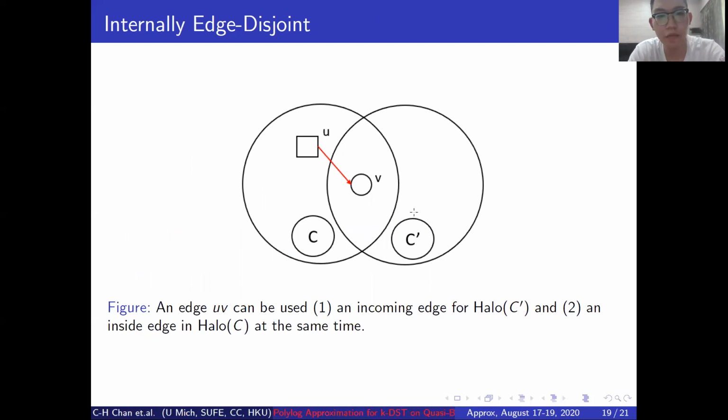In this example, you can see that this edge UV can be used as an incoming edge for a hollow family related to the core C prime, and an inside edge for the hollow family for this core C. Because of the internal edge-disjoint property, this edge will be the unique inside edge for some hollow family. So every edge will be used at most twice at the same time.